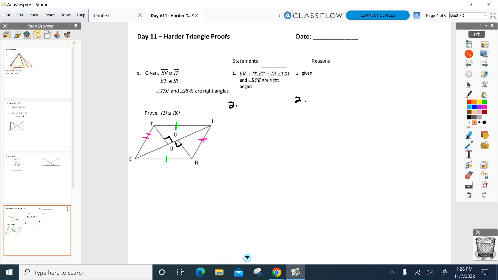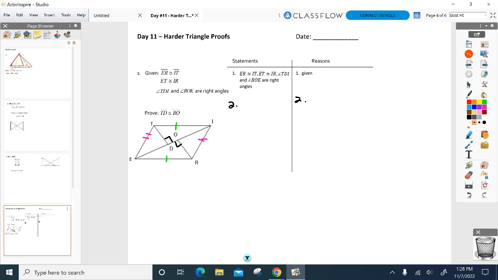We need to pick two triangles that we're going to try to prove congruent that have TD as a side and RO as a side. A little bit tougher because we got a couple options, don't we? We could prove the top and the bottom one because they contain TD and RO, or we could prove the one on the left and the one on the right because they contain TD and RO. Everyone agree? All right, so which pair do we pick?